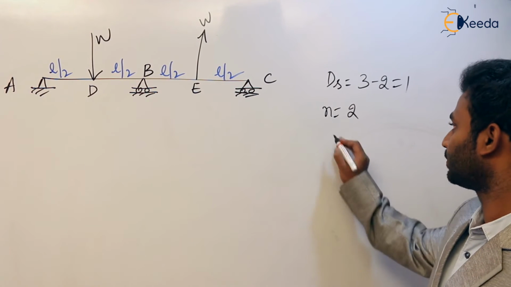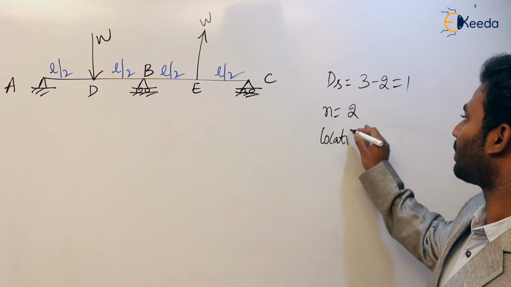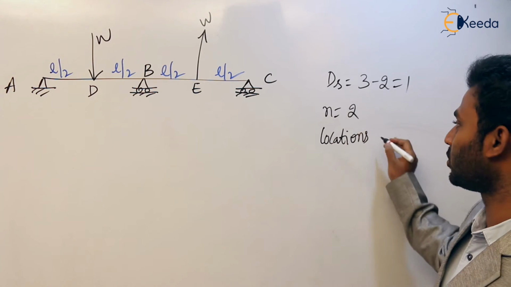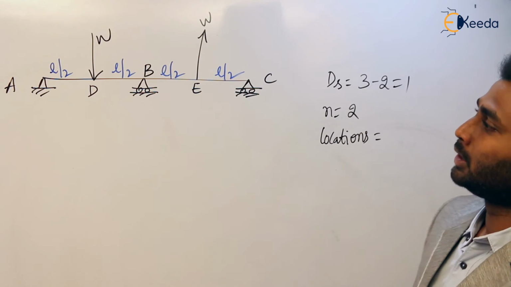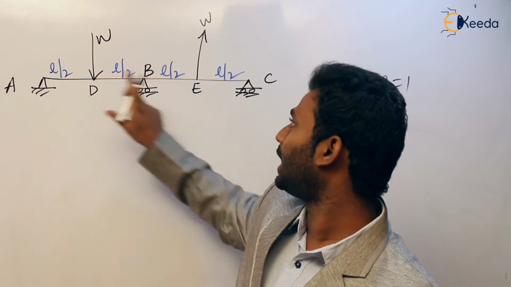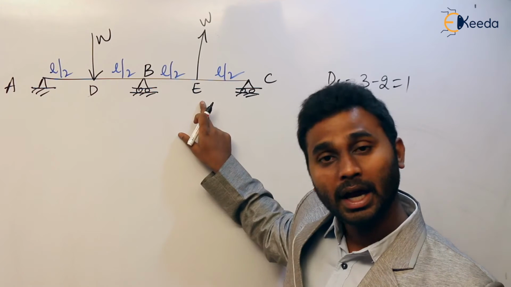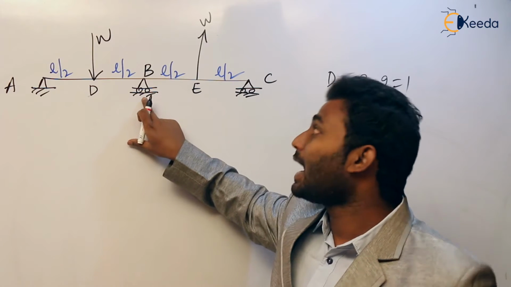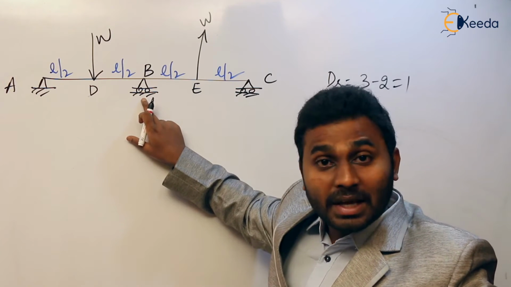But what about the locations? Where can the plastic hinges form? Under the point loads, we know that. So at D and at E the plastic hinge can form. And one more thing: at B also, the plastic hinge can form.